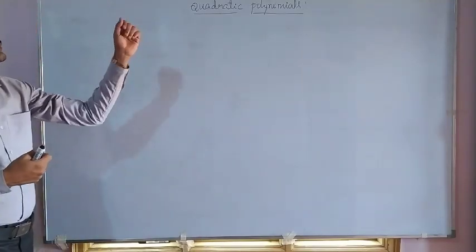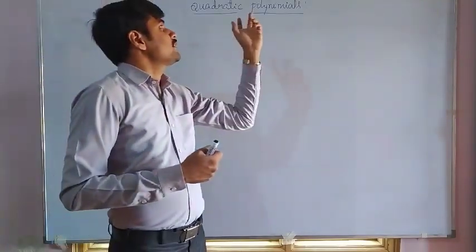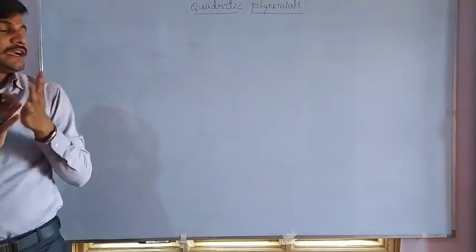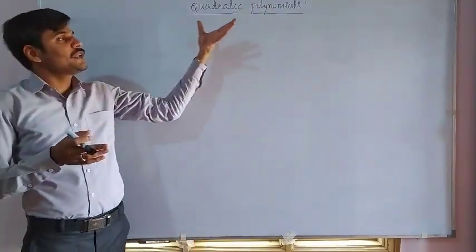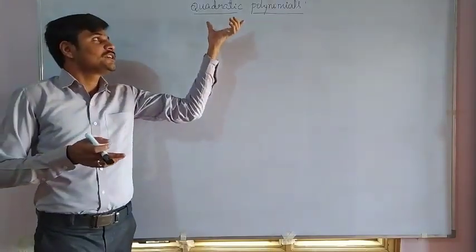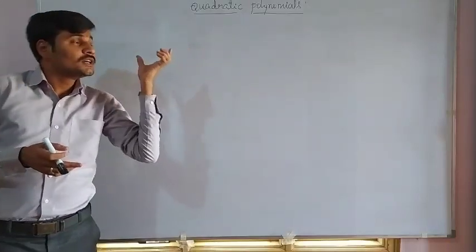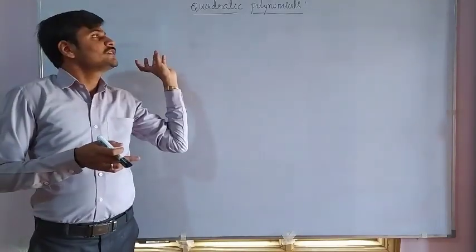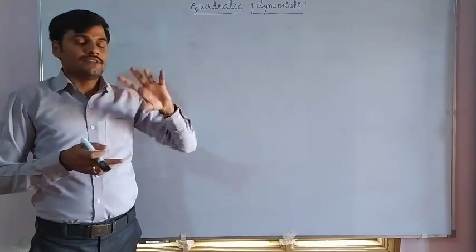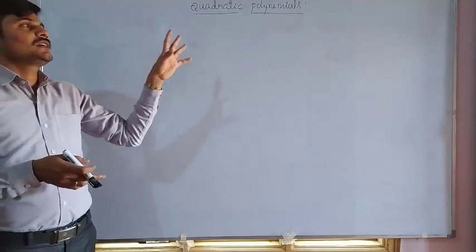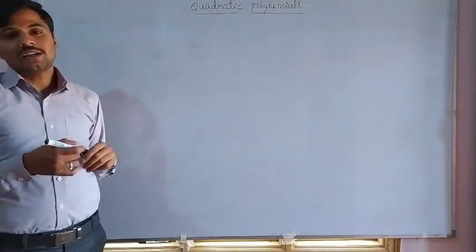Good morning, students. Today we are going to discuss quadratic polynomials, finding the zeros of quadratic polynomials, and verifying the relationship between the zeros. This relationship is between the zeros and the given equation's coefficients of x square and x, and also the constant term in the quadratic polynomial.